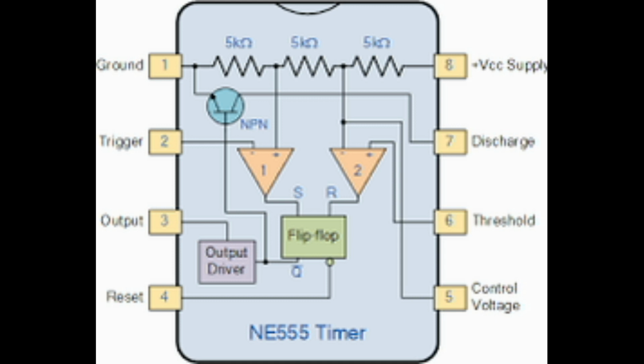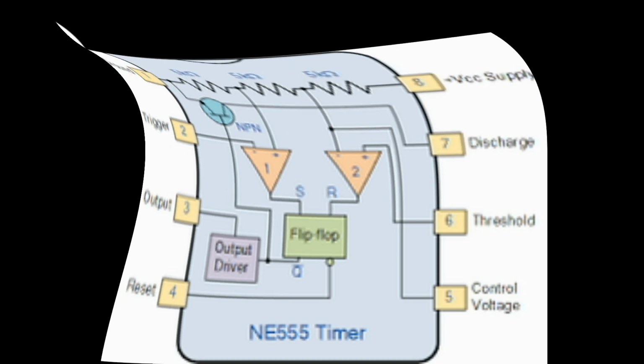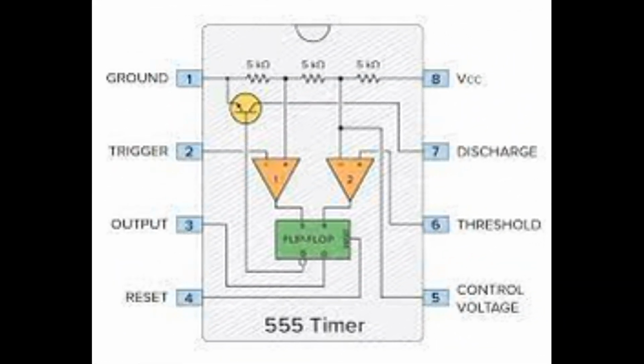Ground, which acts as a safety measure as with electrical plugs. Trigger, which passes on voltage to start the timing operations. Output, which carries voltage to the device using the timer. Reset, which is used to end the timing operation. Control voltage, an optional pin used for controlling the timer from outside the main circuit setup.